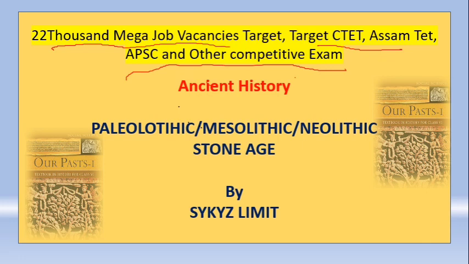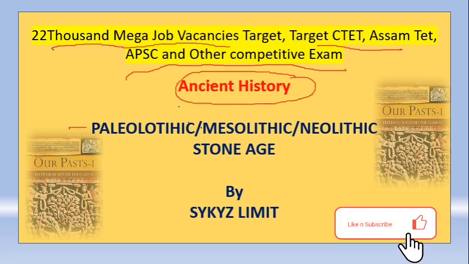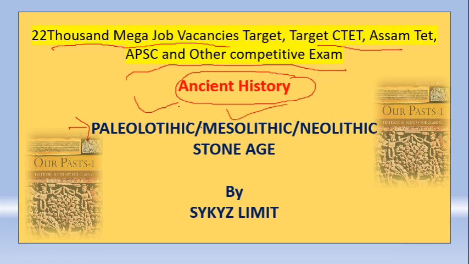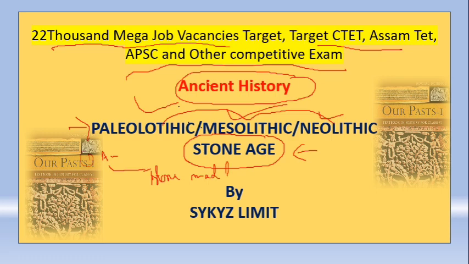So today we'll be discussing from ancient history the topic Paleolithics, Mesolithics and the Neolithics. When we combine these three together, we also call it the Stone Age. These three, Paleolithics, Mesolithics and Neolithics, are also known as the Stone Age. Now, why do we call it the Stone Age? Because our ancestors, or the humans during this period, mostly depended upon stone made tools. Due to these reasons, we call it the Stone Age.